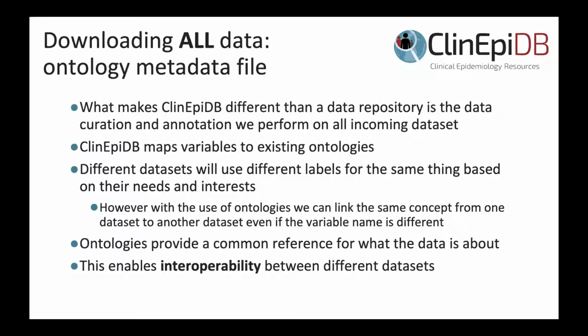Oftentimes, you look at data sets and one person will call one feature one variable name and in another data set another name. So how do you compare those things together? And so what we do is we use ontology so that we can link these concepts together from one data set to the next. And this gives us a common framework that we can work from. It also enables interoperability between all the different data sets.